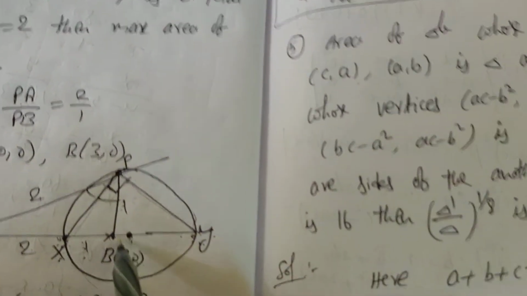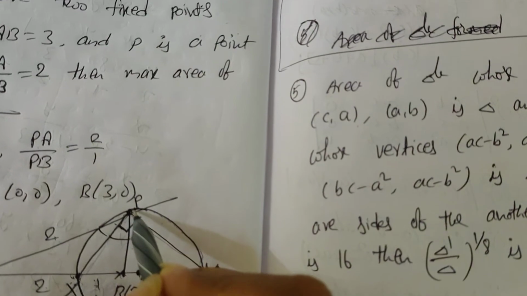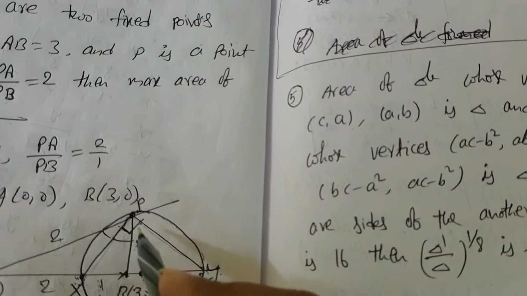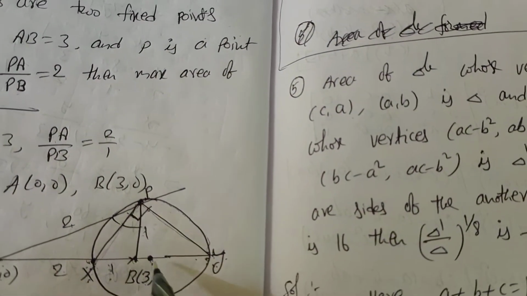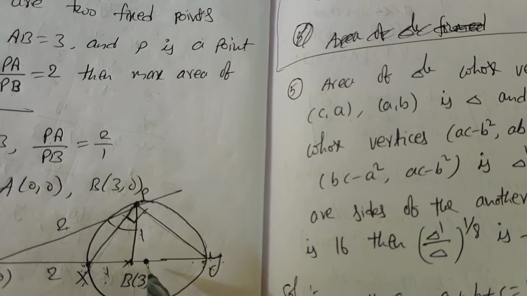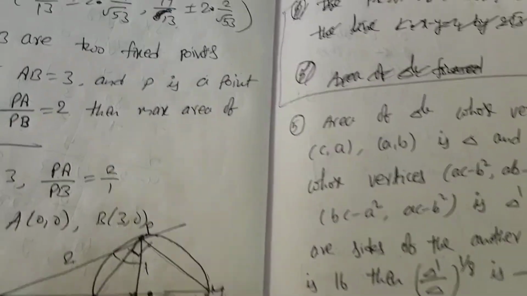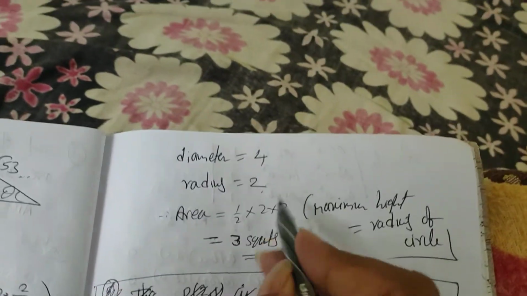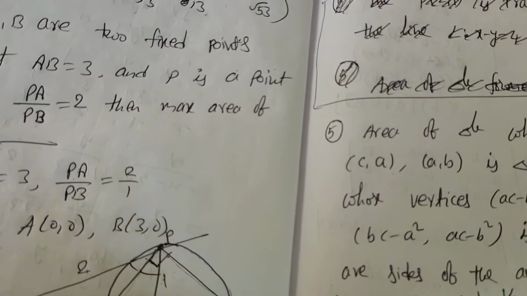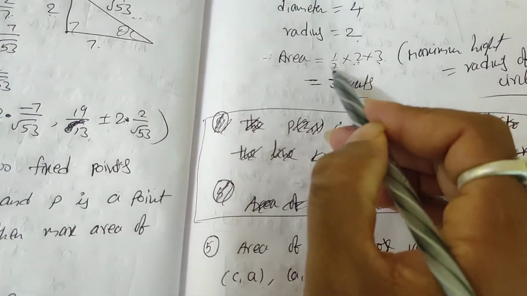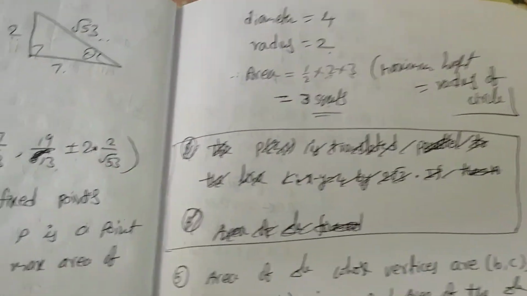Now, if you drop a perpendicular from P to this line, and if that coincides with the center of the circle, that gives the maximum height. Whenever that gives the maximum height, that is also the radius. So the radius here is 2 only, so that is the height of the triangle PAB. The AB length is given, so half into base, which is 3, and height, which is 2. Half into base into height, the 2 gets cancelled, so that is equal to 3 square units. So this is the answer for this question.